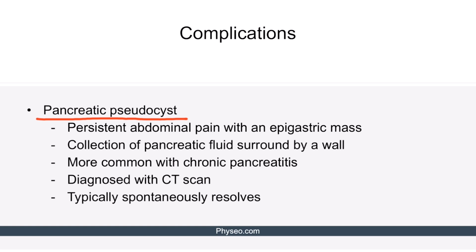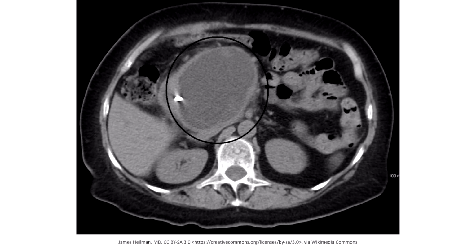These pancreatic pseudocysts are diagnosed with a CT scan showing the cyst within the pancreas, and typically these pseudocysts will spontaneously resolve. Here is a CT scan of the abdomen in a patient with a large pancreatic pseudocyst. The body has walled off this large collection of fluid in the pancreas, leading to the cyst. As you can see here, pancreatic pseudocysts can be quite large and may even be palpated in the abdomen.